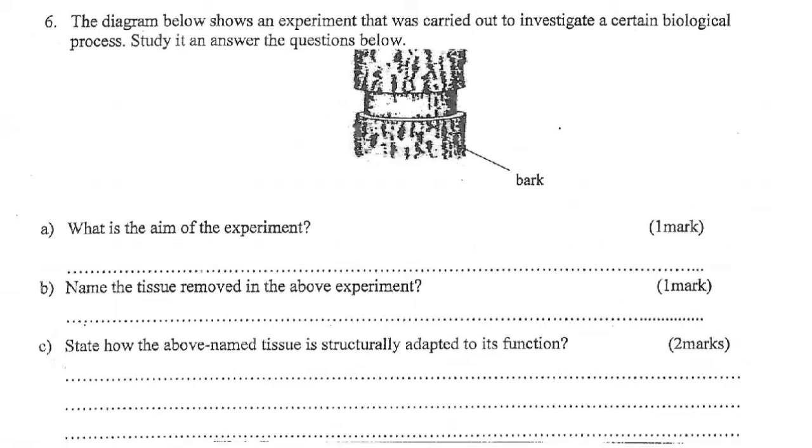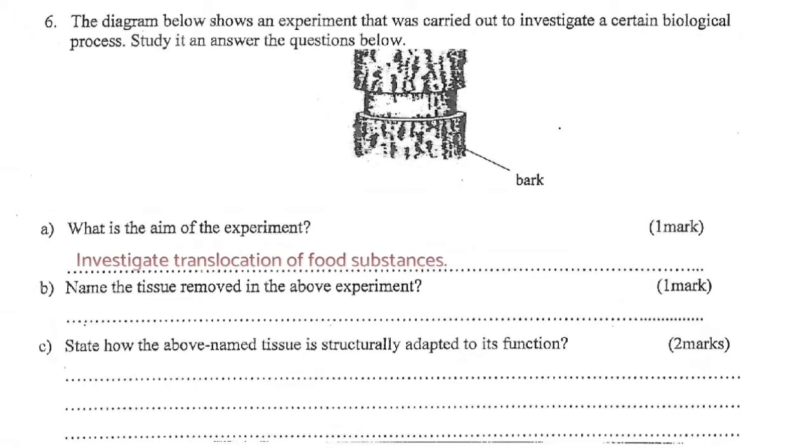So you are going to interfere with translocation. Translocation is simply the process whereby manufactured food substances are transported from the leaves, where they are manufactured through photosynthesis, to the rest of the plant. So the aim of the experiment is to investigate translocation of food substances.